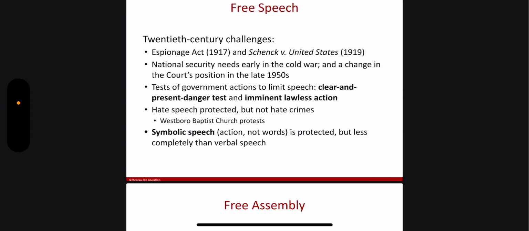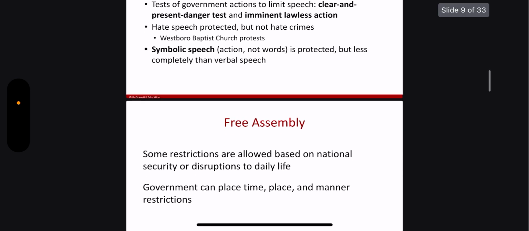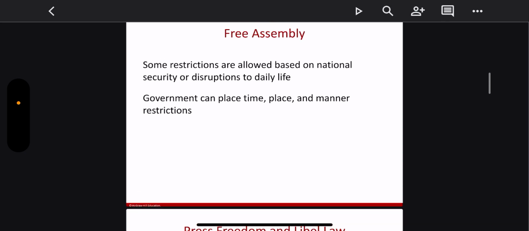And lastly, we have symbolic speech. Okay, these are actions. These are actions, not words, and it's protected, but less completely than actual verbal speech. So these are going to be things on your clothing. Think Tinker and the armband. That is symbolic speech. When we have freedom of assembly, you can't just have a protest wherever you want. The government can and will place restrictions on the time, place, and manner, especially to keep everyone safe.